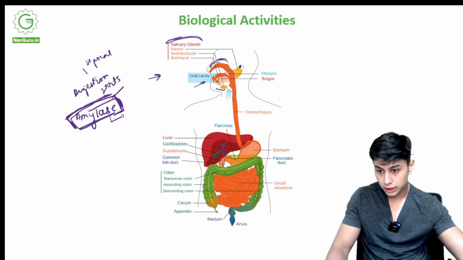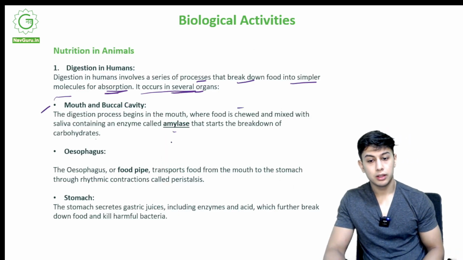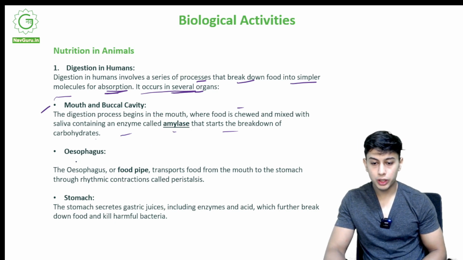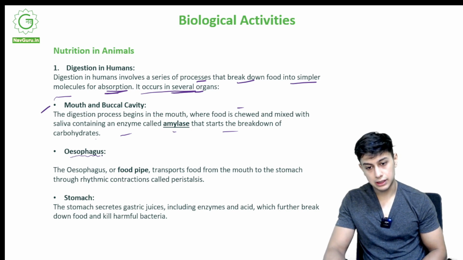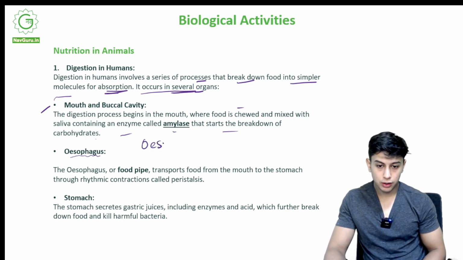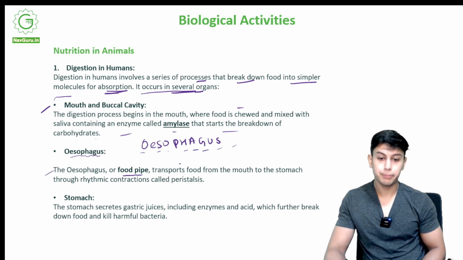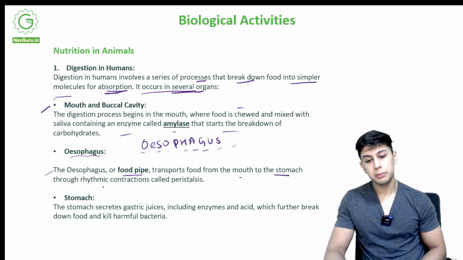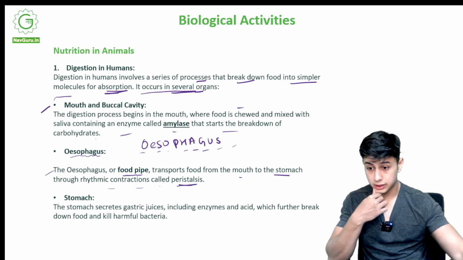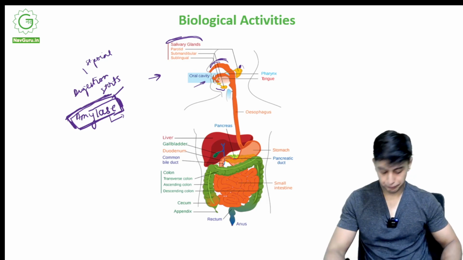Now, let's move to the second part. This is the first breakdown of food. Now we come to the esophagus. This is not esophagus, this is esophagus. Remember the spelling of esophagus: OESOPHAGUS. The esophagus, or the food pipe, transports the food from the mouth to the stomach through rhythmic contractions called peristalsis.